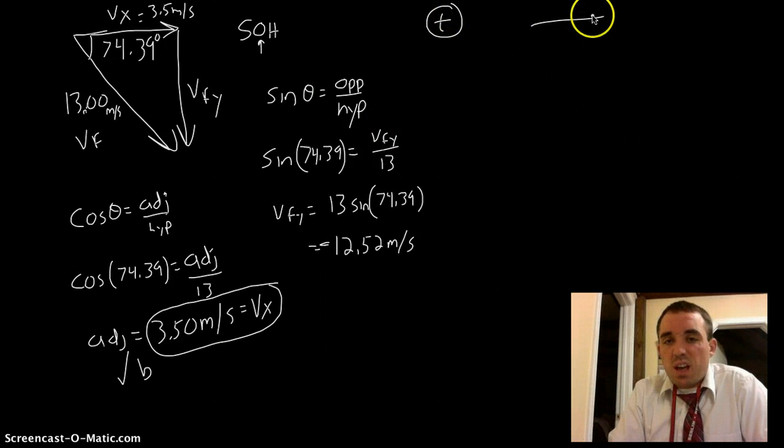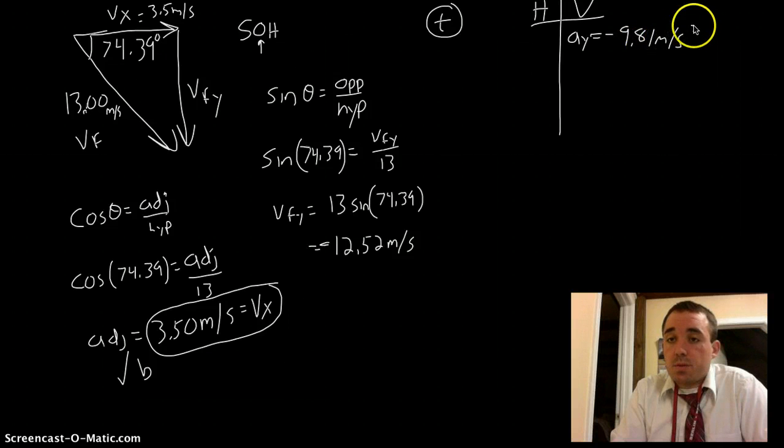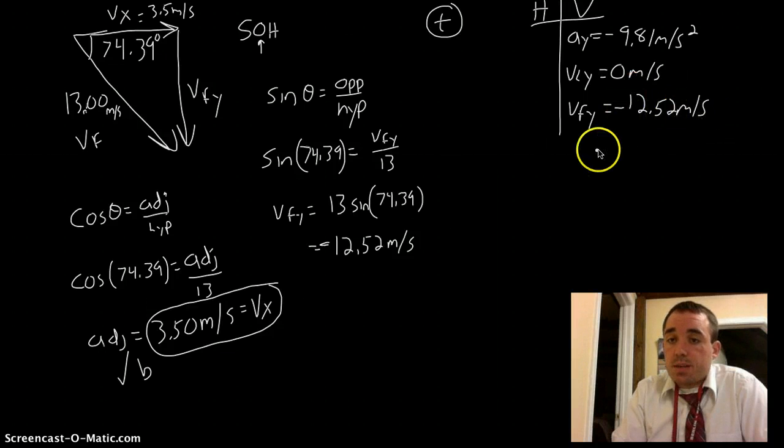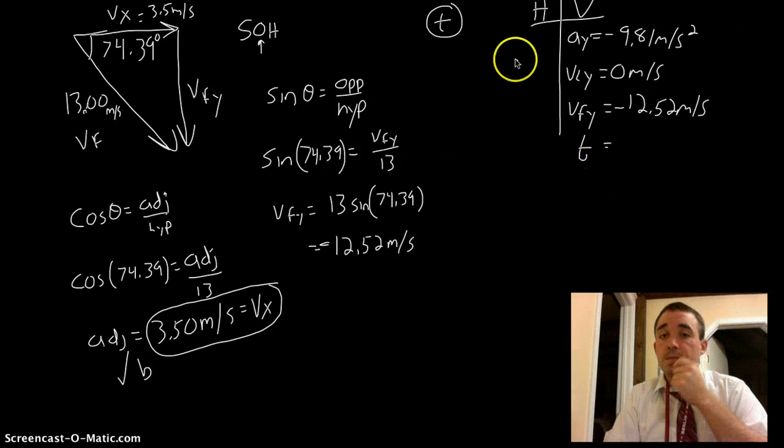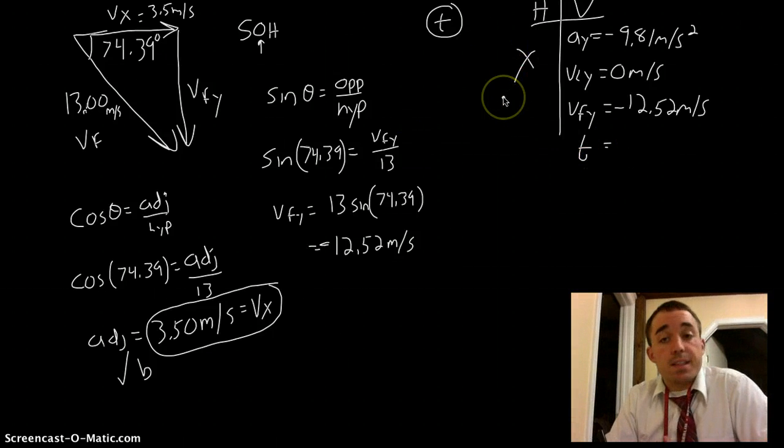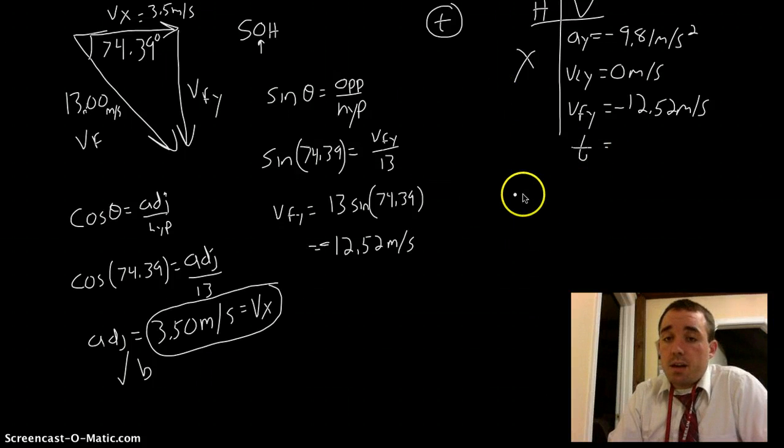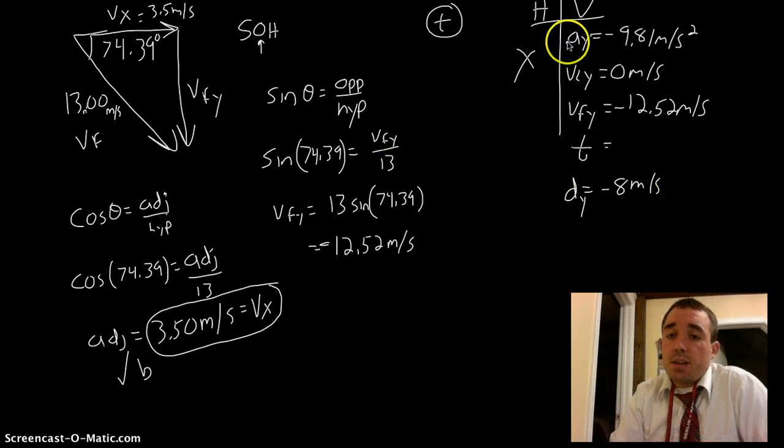So this is really where it would help to set up. We don't care so much about horizontal. We're done with that. But our vertical stuff, we know that AY is always negative 9.81 meters per second squared. VIY, 0 meters per second. We know now our VFY, negative 12.52 meters per second, and we're looking for T. So this stuff just doesn't matter. There's no point in writing it down if it doesn't matter. We're looking for our T, so just looking with these four. We also could use the fact that dy is negative 8 meters. It's totally your choice. But this time, I'm going to use these four variables.